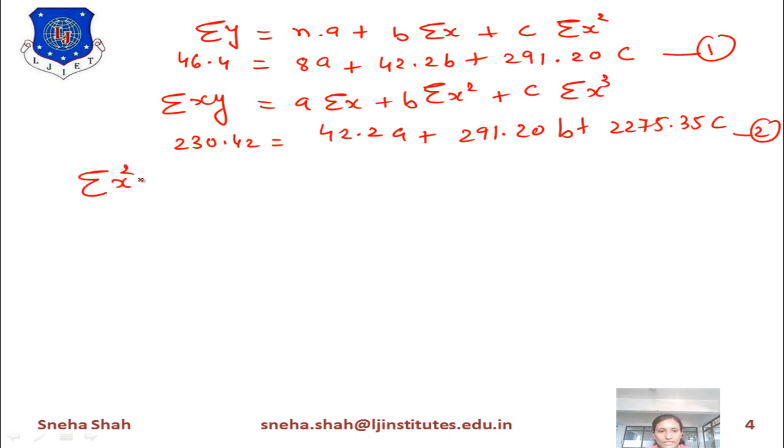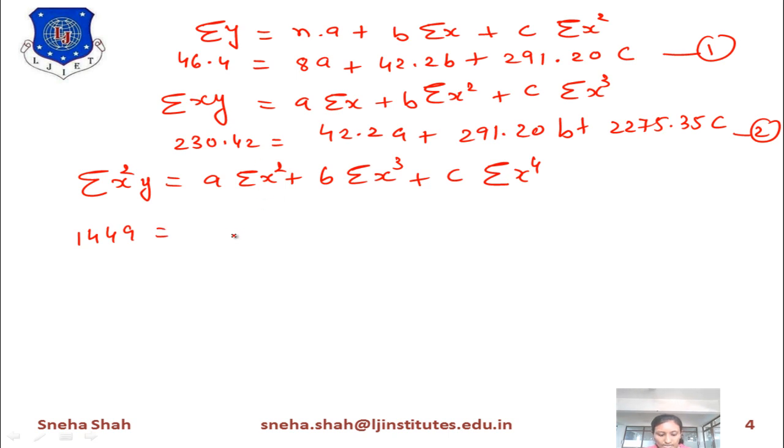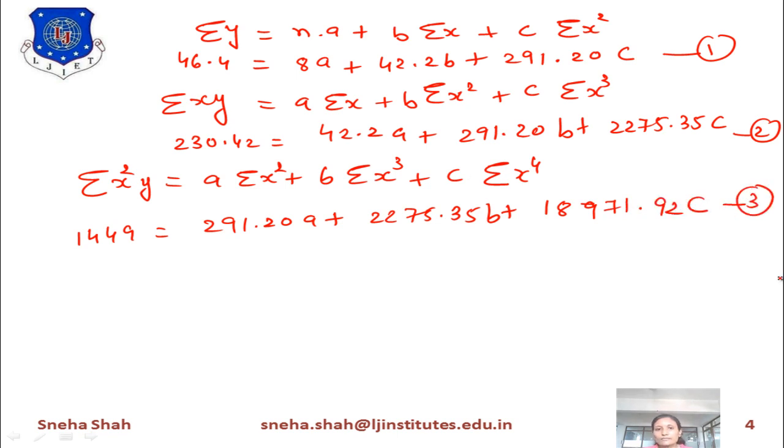Similarly, we will find out summation x square y equals a summation x square plus b summation x cube plus c summation x raised to 4. Now summation x square y is 1449 equals summation x square, 291.20a, plus summation x cube, 2275.35b, plus summation x raised to 4, which is 18971.92c. So this one is equation number 3.